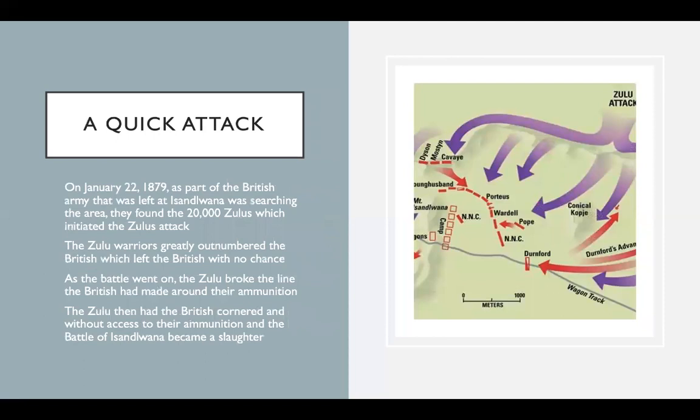On January 22nd, 1879, British troops that were still at Isandlwana found the 20,000 hidden Zulu warriors, and the Battle of Isandlwana began. The Zulu were held off by the British at first because of their superior technology, but their lack of troops quickly became a problem. The British fell back to their camp in order to get more ammunition, but were chased by the Zulu and found themselves cornered.